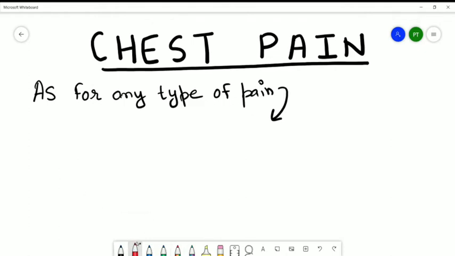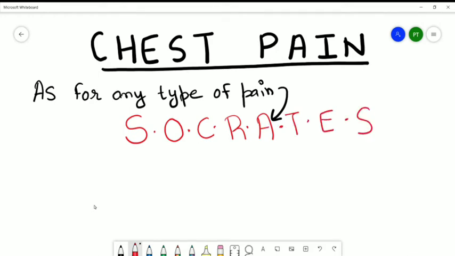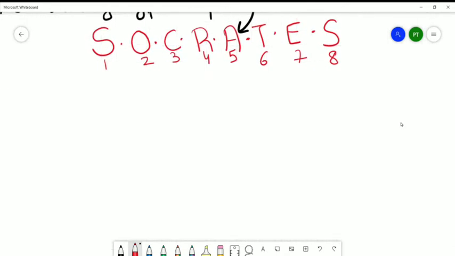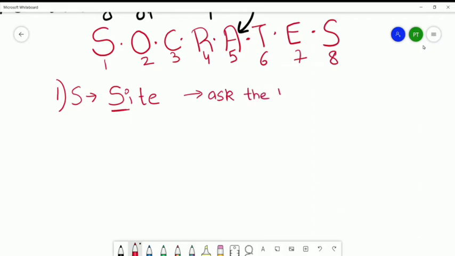As for any type of pain, we will use SOCRATES. These are a total of 8 symptoms that you have to ask the patient, which you can remember by SOCRATES. First, starting with S. S means site. You have to ask the patient what is the site of pain. The patient must use one finger to point to the site of pain.